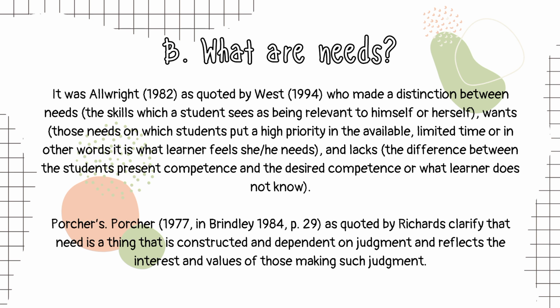B. What are needs? Allwright in 1982, as quoted by West in 1994, made a distinction between needs: the skills which a student sees as being relevant to himself or herself, those needs on which students put a high priority in the available limited time, or in other words, what the learner feels he or she needs; and lacks, the difference between the student's present competence and the desired competence, or what the learner does not know.